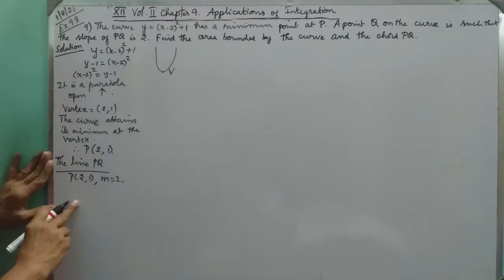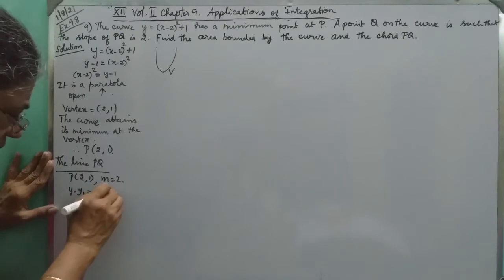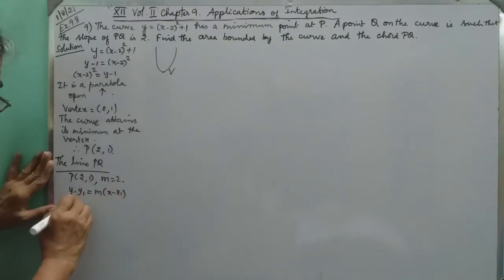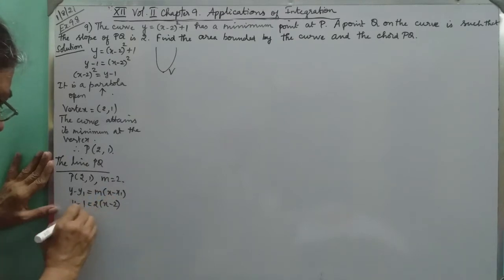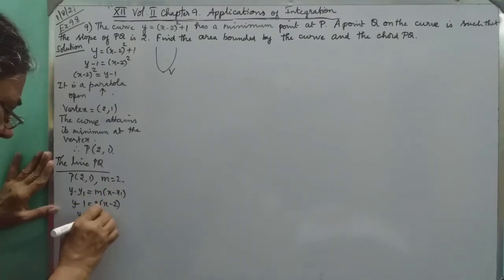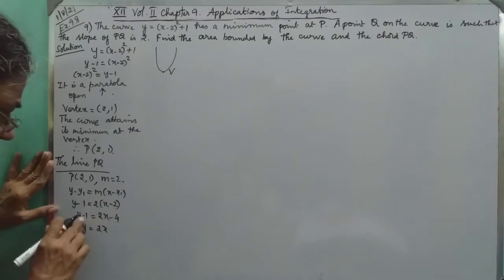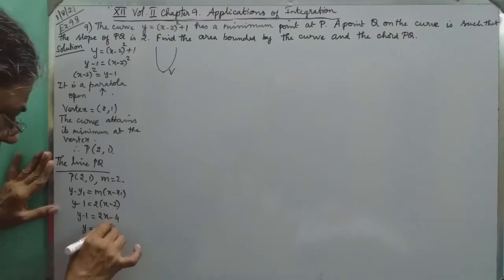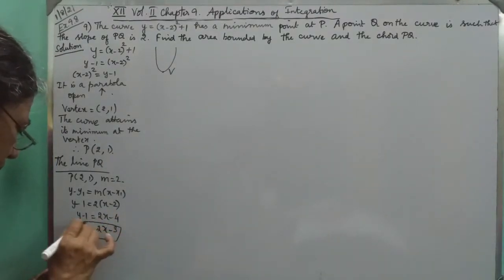So we can make use of the one-point formula: y minus y1 is equal to m into (x minus x1). That is y minus 1 is equal to 2 into (x minus 2). That is y minus 1 is equal to 2x minus 4. So y is equal to 2x, transferring the minus 1, you will have minus 3. Okay, so this is the equation of the line.